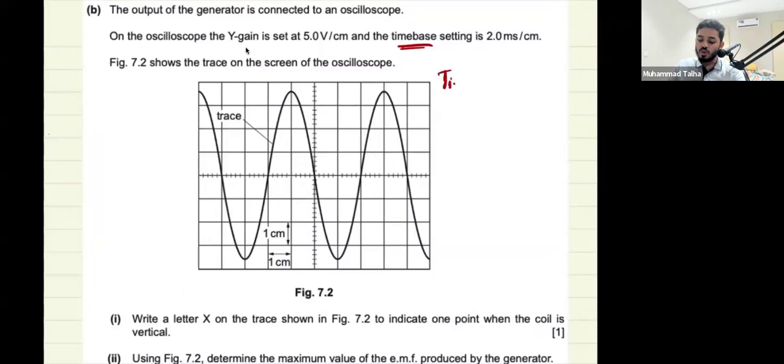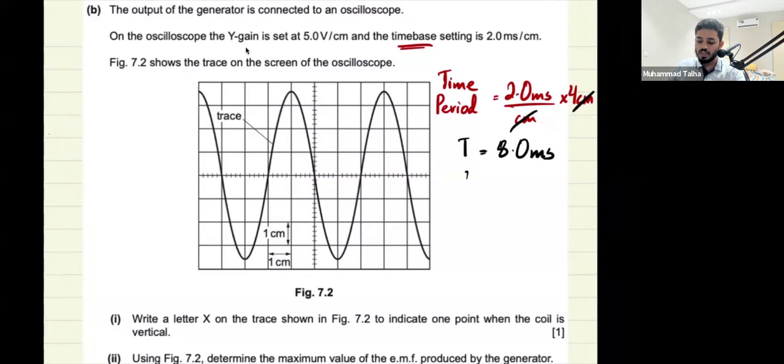The only idea is that if you want to find the time period, you take the time base, in this case 2 milliseconds per centimeter, and you multiply by the number of divisions, the number of centimeters in which one wave forms. If I look here, this is 1, 2, 3, 4 centimeters. If you are doing this correctly, you will automatically see that the units cancel out, and the unit you get for the time period is 8 milliseconds. If the frequency is asked, you just do 1 over 8 milliseconds and you get the frequency as well. You do exactly the same thing for the Y gain as well.